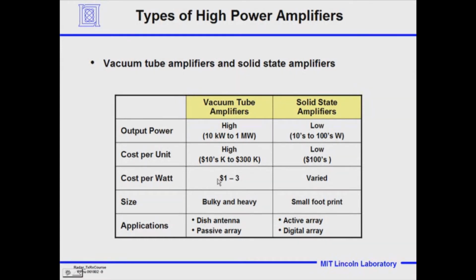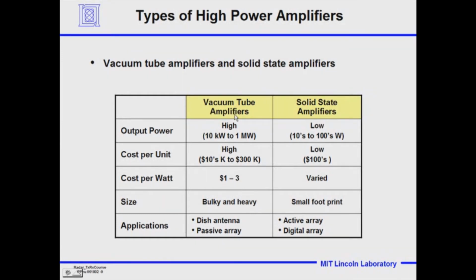For vacuum tube amplifiers, the cost per watt that you get out of the whole system for the amplifier is $1 to $3 per watt. But if you're using transmit-receive modules, which effectively include other parts of the transmitter too, the solid-state amplifiers can run you up to $100 a watt or more. The size: these vacuum tube amplifiers are huge. They could be a foot in diameter and 3 feet tall, just the amplifier itself, and then they have very powerful power supplies that are many, many cubic feet. The solid-state amplifiers have a very small footprint.